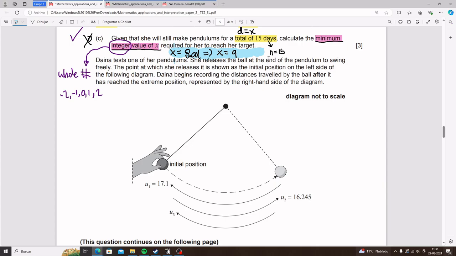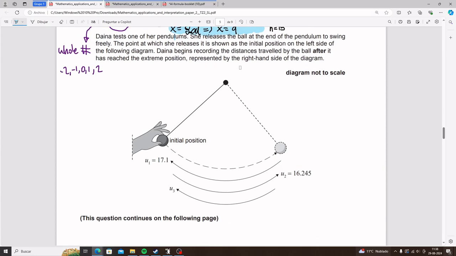So from here, now we have that Dinah tests one of her pendulums. She releases the ball at the end of the pendulum to swing freely, and the point at which she releases it is shown as the initial position on the left side of the following diagram. So the initial position, clearly, as you can see, is right there. Yeah. Dinah begins recording the distances traveled by the ball after it has reached the extreme position.